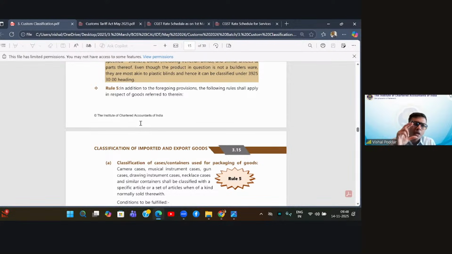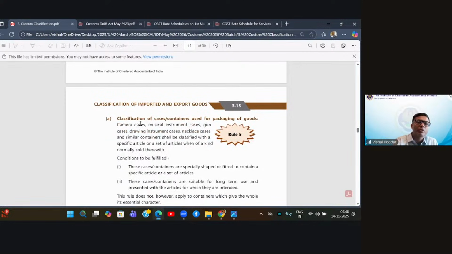Just as you have your product, you also have packing in which your product is packed and sold. Now, when you are packing your product in some box or some packing item, this box or packing item is also made by some industry. That industry has to classify that packing item. How will this packing item be classified? For this, you have rule 5.